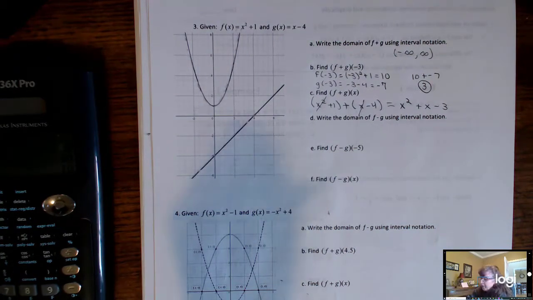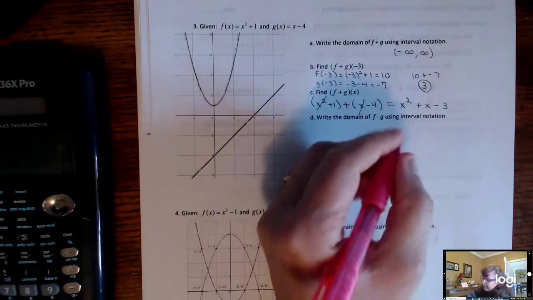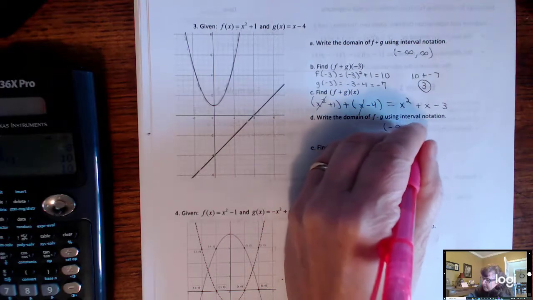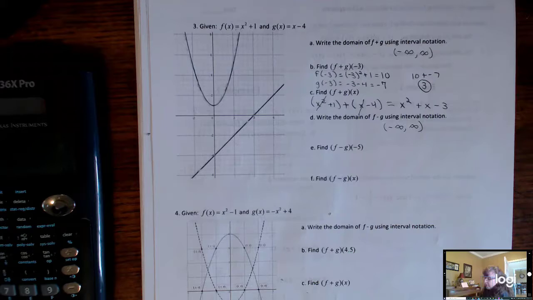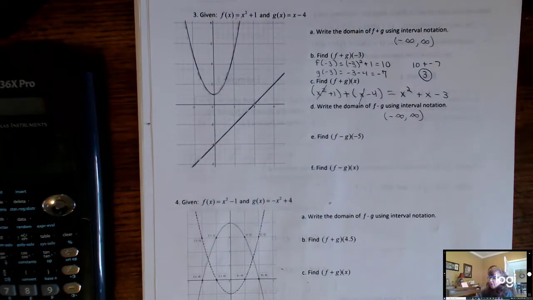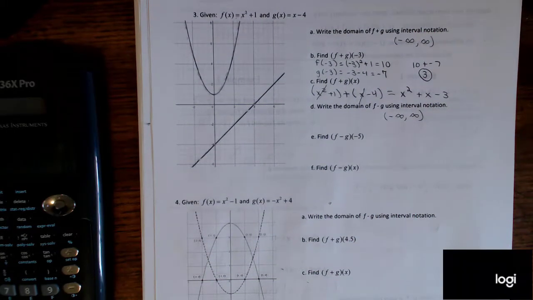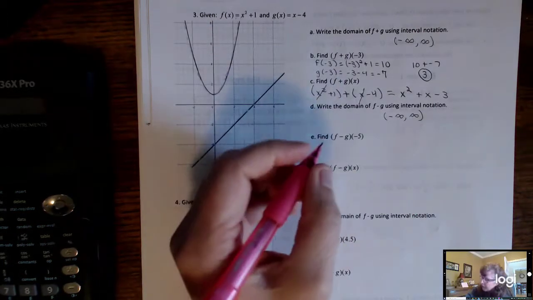All right, if we do f minus g, the domain is the same. F minus g of negative 5, you might want to try these next two. Pause the video, try it, see if you get the right answer. All right, I'm going to go ahead and try it.